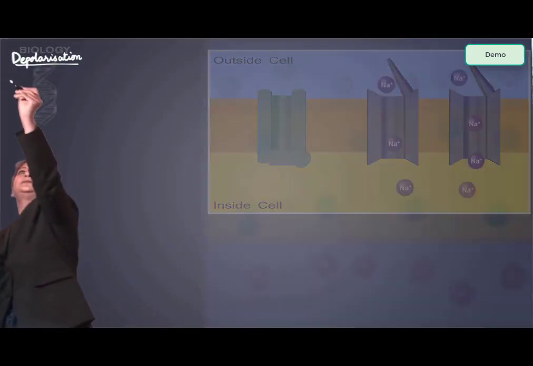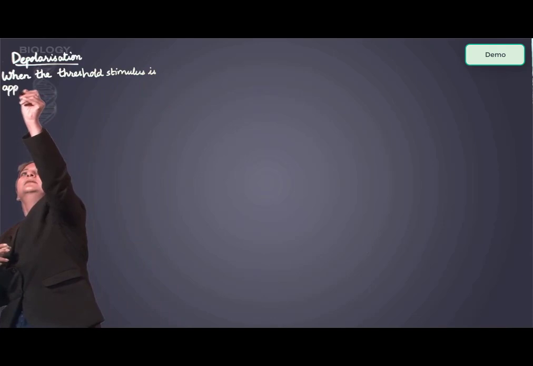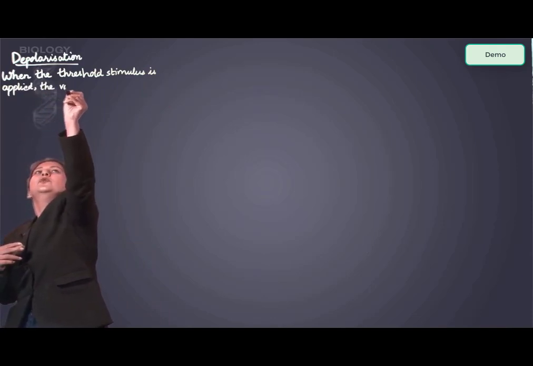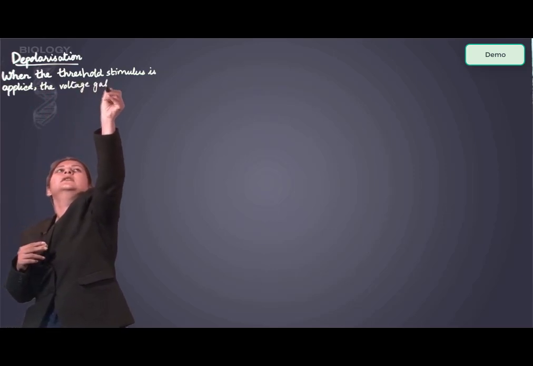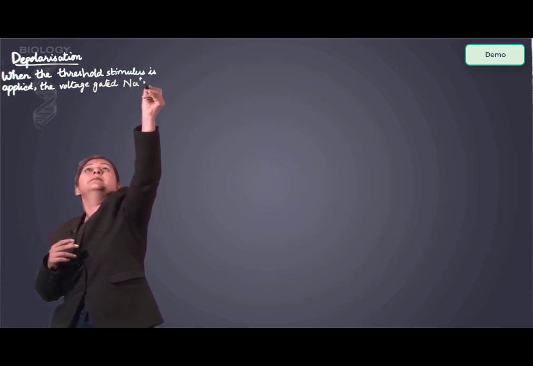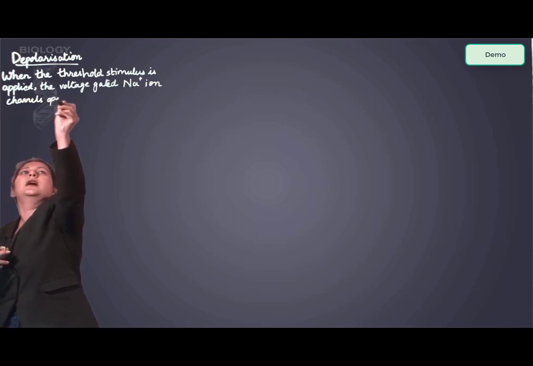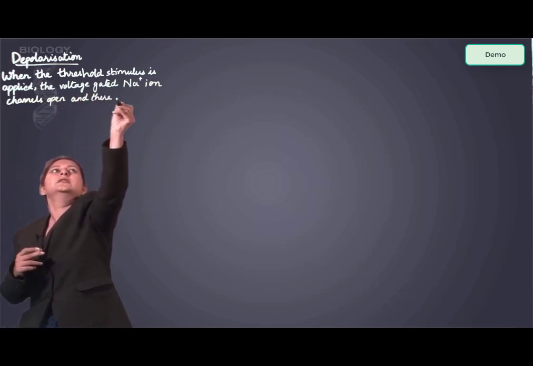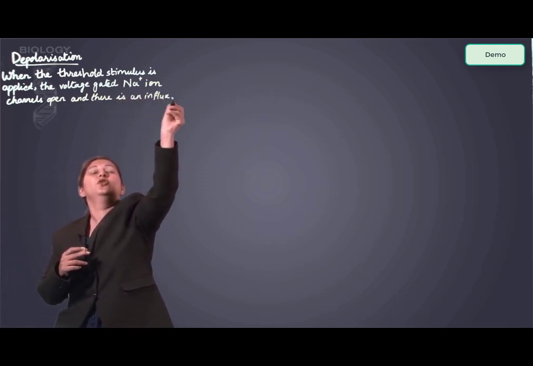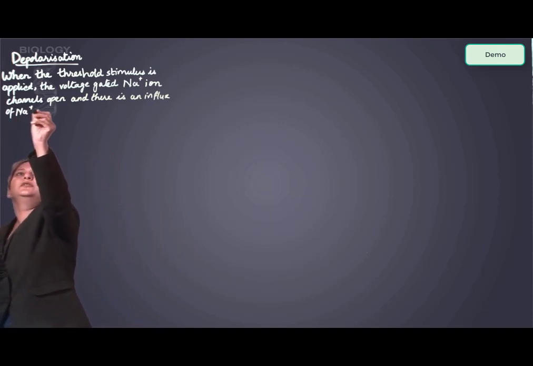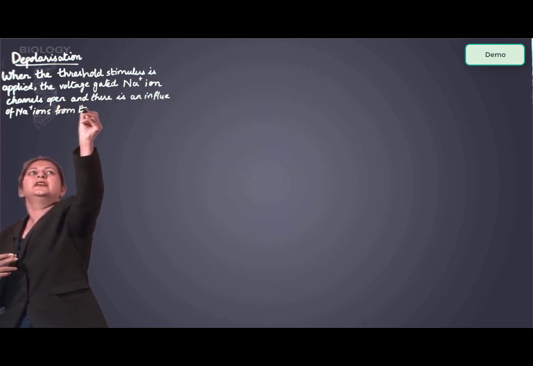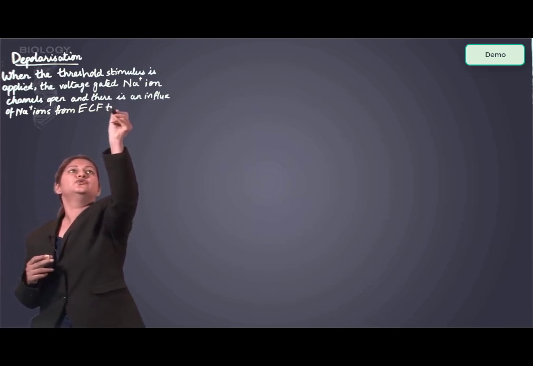So let us write down. When the threshold stimulus is applied, the voltage gated sodium channels, sodium ion channels, open and there is an influx of sodium ions from the extracellular fluid to the inside.